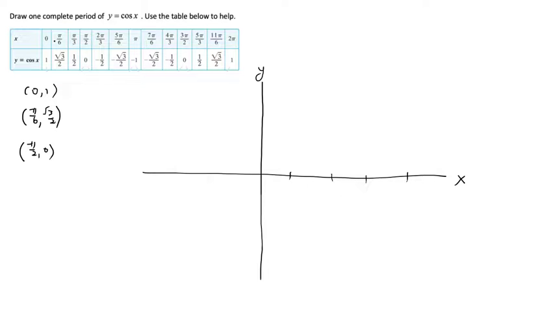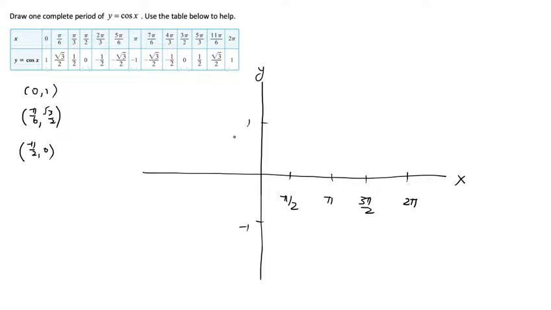The reason why is because this is in terms of pi. So instead of putting 1, 2, 3, and 4 here, we want to put pi over 2, pi, 3 pi over 2, and 2 pi. So we're going to label the x-axis in terms of radians. The y-axis is going to be the normal, negative 1, 1, stuff like that.